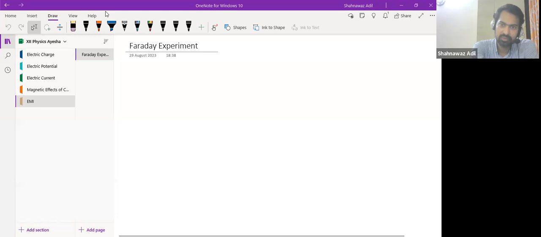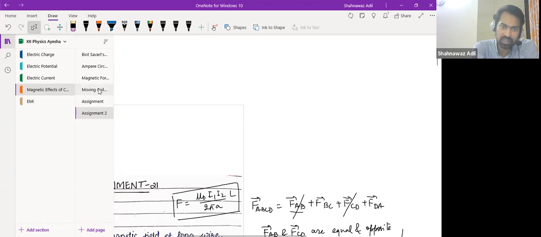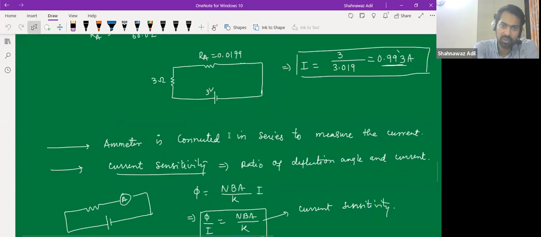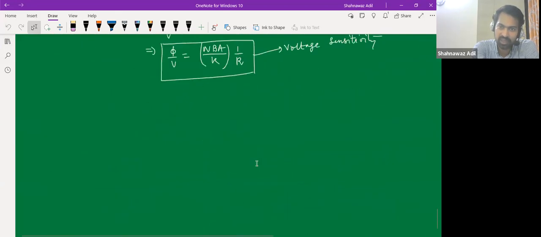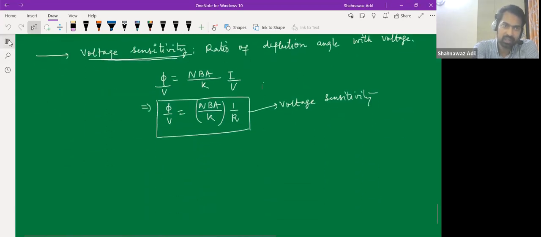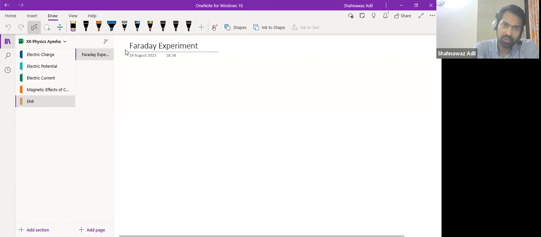Now the fourth chapter is over. So we did the galvanometer, right? Galvanometer and the conversion of galvanometer into voltmeter, so this part we did, right? Yes, sir. So the fourth chapter is finished. Okay, let us start this chapter.